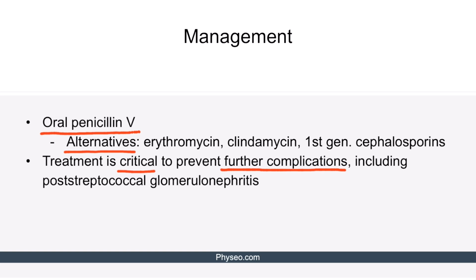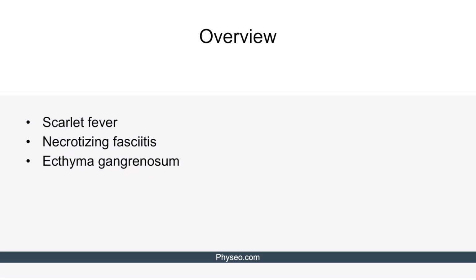So basically, when it comes to management, let's say you're getting pimped on the wards and your attending physician says, hey, what antibiotic do you give to patients with scarlet fever? Just think penicillin. And they say like, well, they're allergic to penicillin. Then you just think, okay, you can go to one of these alternatives, but your go-to is oral penicillin V. Okay, so we just covered scarlet fever. So let's next talk about necrotizing fasciitis.